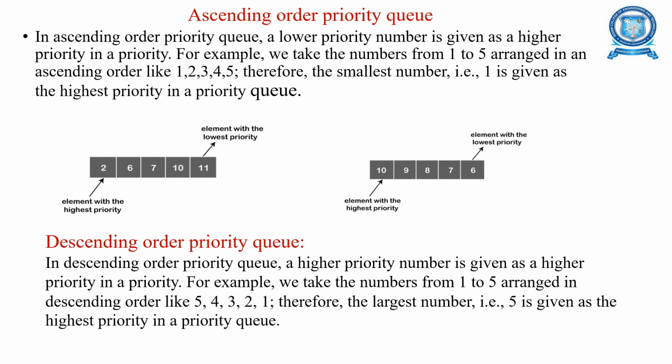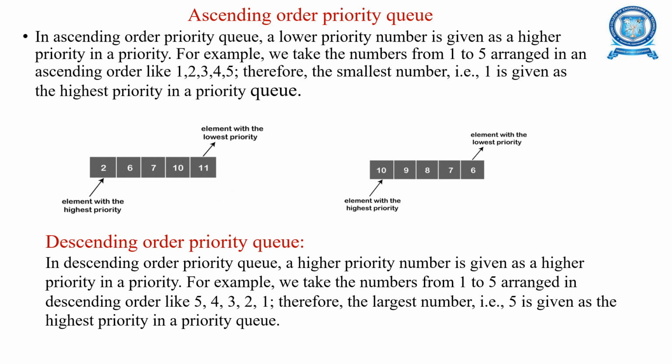Ascending order means it will be in increasing order, lower to higher. For example, we take the numbers from 1 to 5 arranged in ascending order: 1, 2, 3, 4, 5. The smallest, 1, is given the highest priority in the priority queue. Here in the diagram, 2 to 11: 2 is the element with the highest priority and 11 is the element with the lowest priority.